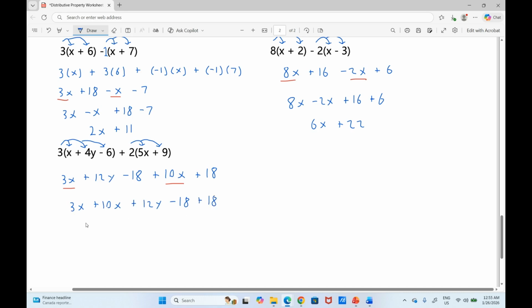So 3x plus 10x is going to be 13x. There aren't any other y's, so I just leave the 12y alone. I can simplify the numbers by computing the operation for them. So negative 18 plus 18 is going to be 0. So I'm going to have 13x plus 12y plus 0. However, you don't have to write the plus 0 because it's 0. So I can simply write, to make this even more simple, 13x plus 12y. And that would be my most simplified and final answer.